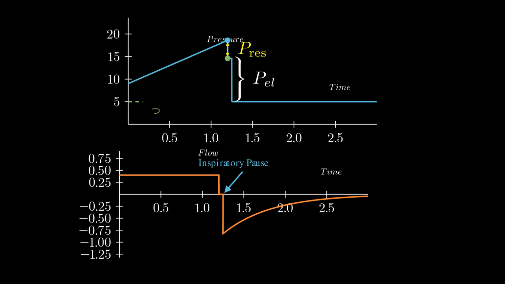PEEP is the baseline pressure, illustrated by the green dotted line. The minimum PEEP is 5 centimeters of water. Anything above this is referred to as therapeutic PEEP. PEEP is optimized to improve oxygenation and lung compliance while avoiding compromise to hemodynamics.